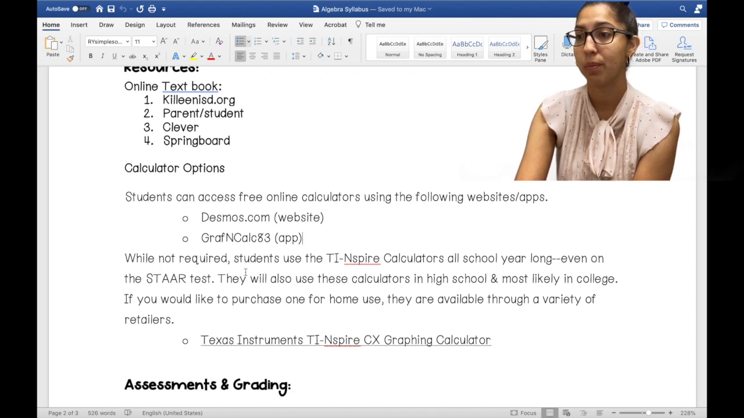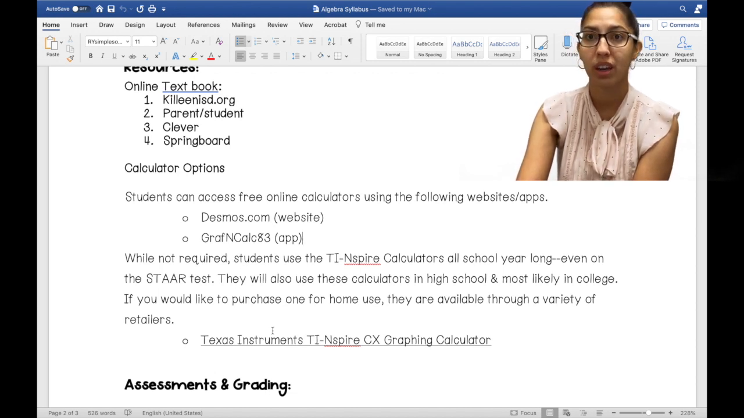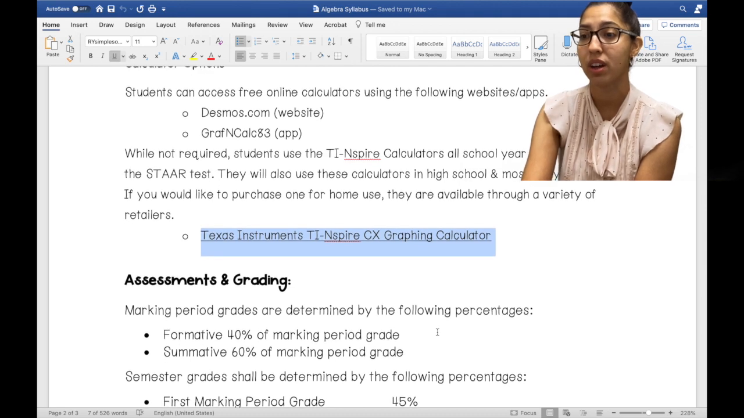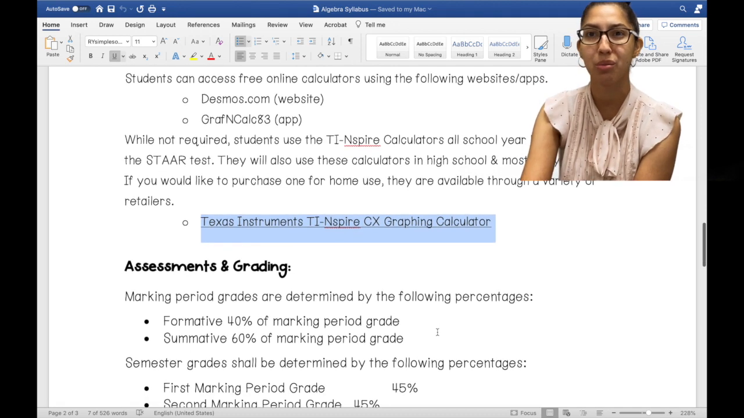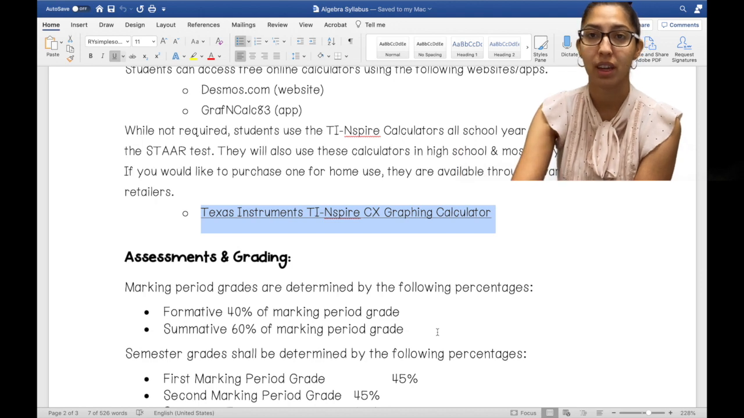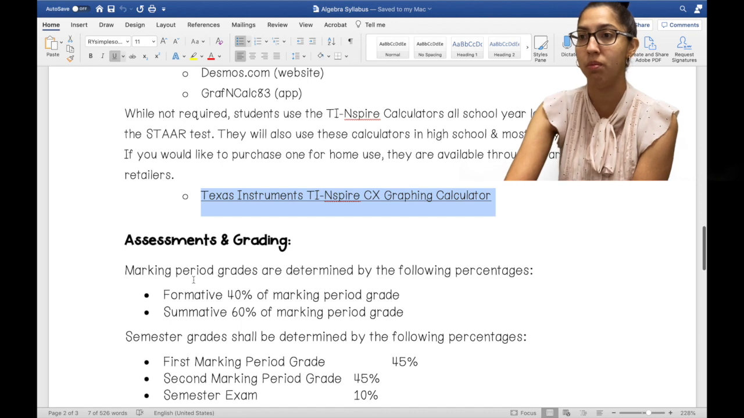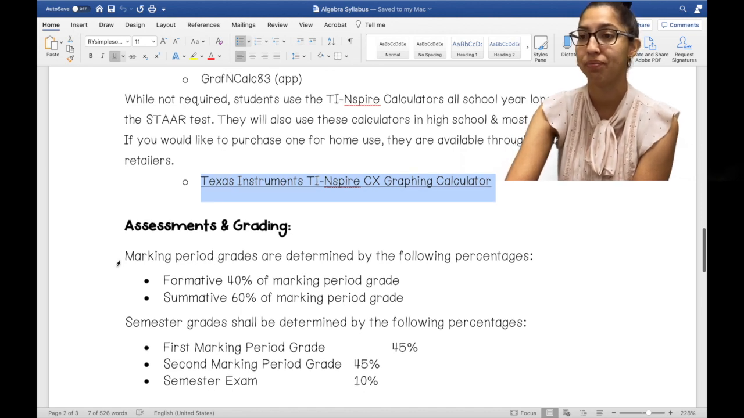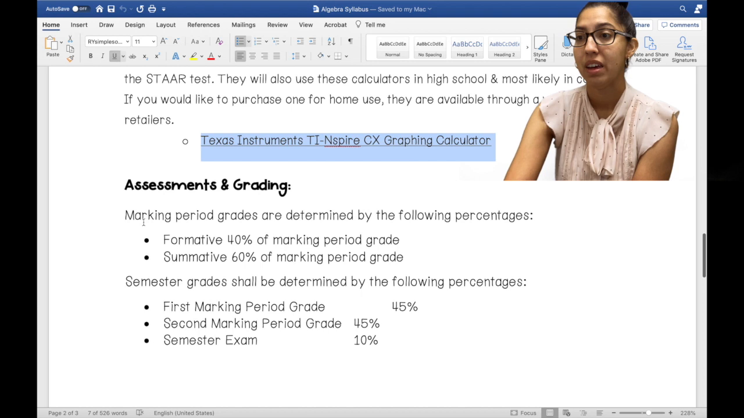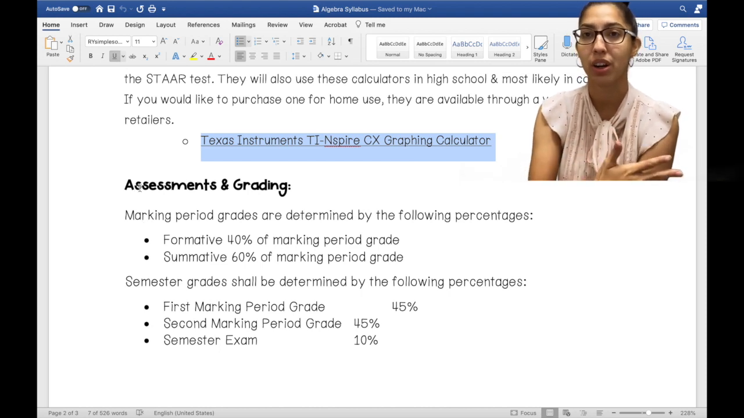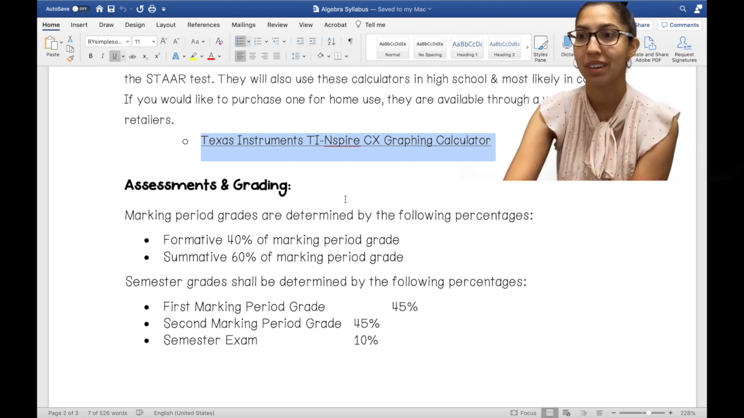So you can go through Target, Walmart, Amazon, and just type in this Texas Instruments TI Inspire CX graphing calculator, and it'll pull up. And there's some newer versions that work just the same. So if you want that, you can definitely get that. I would invest in it. I mean, it's a good calculator. Oh, but it is not required to invest in it, okay? You don't have to buy one. You have one here at school that you'll be using, so it's fine.